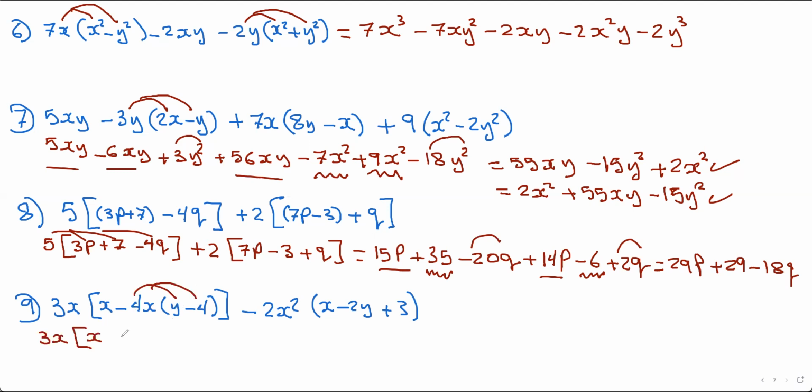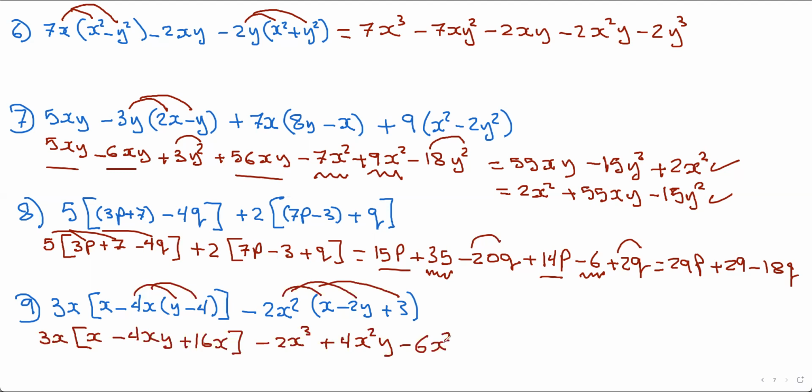So -4x times y is -4xy. And -4x times -4 is plus 16x. Close the square bracket. Now this has to be distributed inside as well. So we're going to get -2x cubed, because 2x squared times x is 2x cubed. Negative times negative is plus 2x squared times 2y, which is just going to be 4x squared y. And then negative times positive is negative. 2x squared times 3 is just 6x squared.